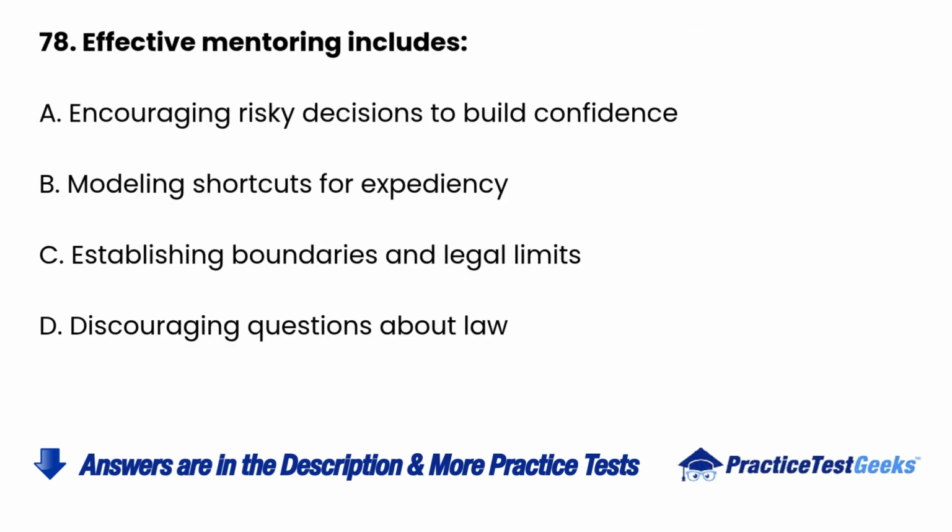78. Effective mentoring includes A. Encouraging risky decisions to build confidence. B. Modeling shortcuts for expediency. C. Establishing boundaries and legal limits. D. Discouraging questions about law.